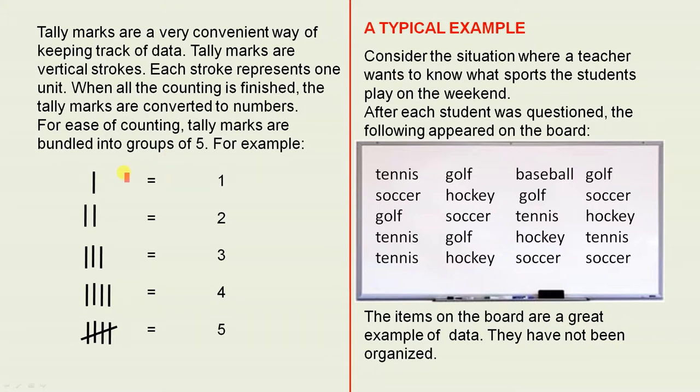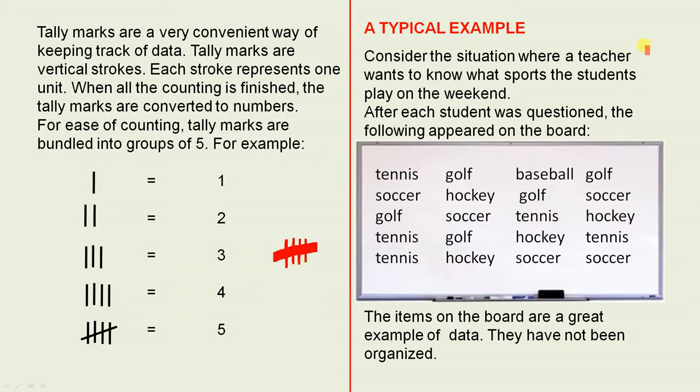For example, that represents 1, so when you see one vertical stroke, and then that's 2, 3 and 4. After you get to 4, so when you've done 1, 2, 3, 4, for the next one you do this, so that when you come back to count them later, you know that's just a bundle of 5, and you don't have to count them individually.